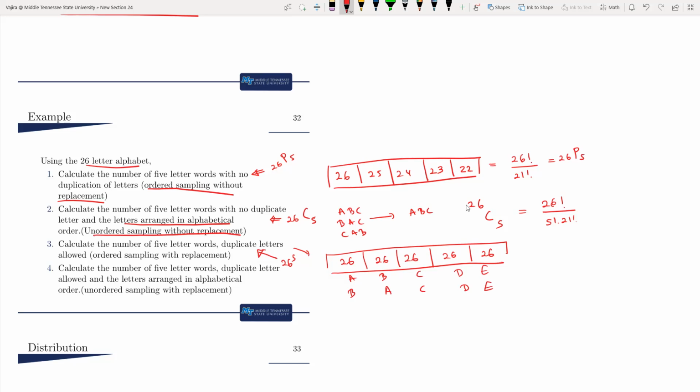The last one asks, calculate the number of 5-letter words, duplicate letter allowed, and the letters arranged in alphabetical order. So now we can't use this method to answer this one. We have to have a different formula. We are going to do that in a few minutes. But as of now, we don't have an answer for that.